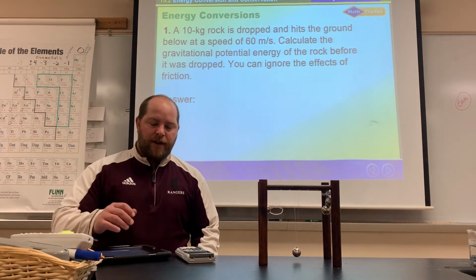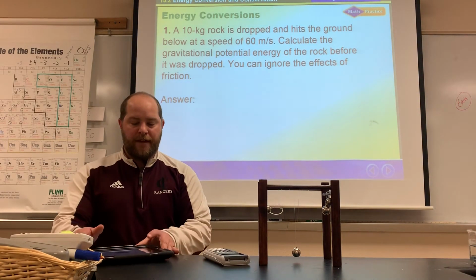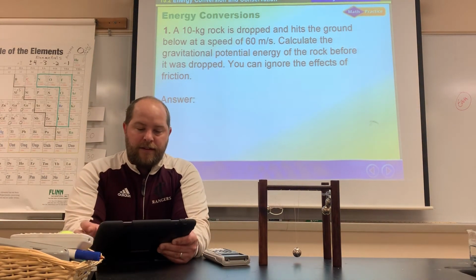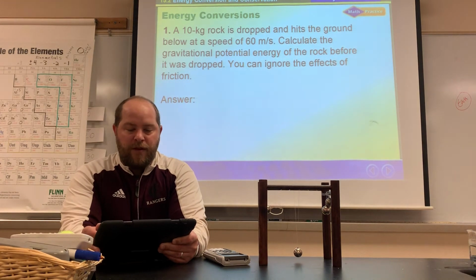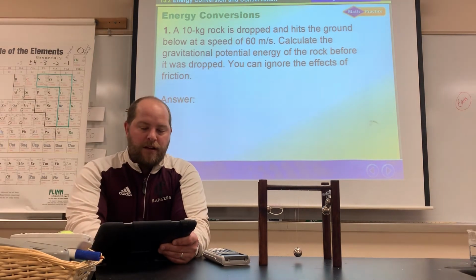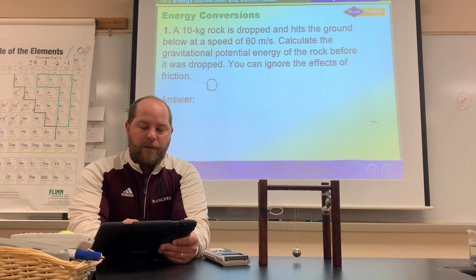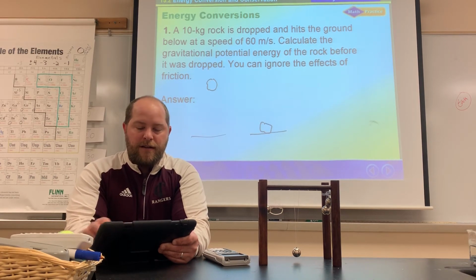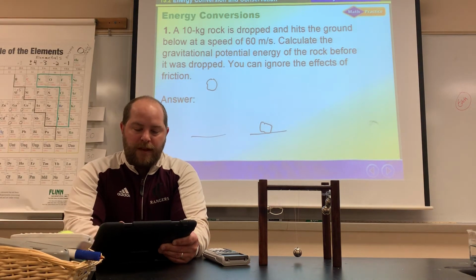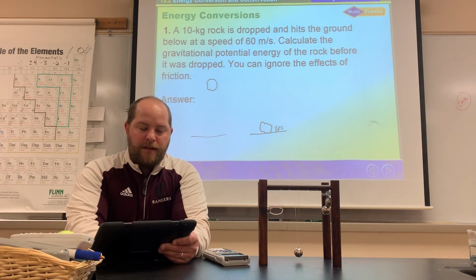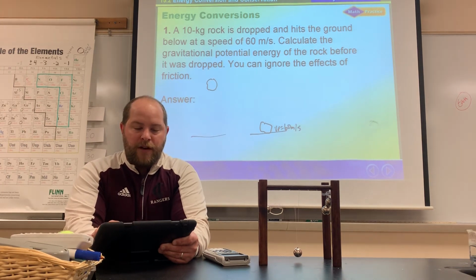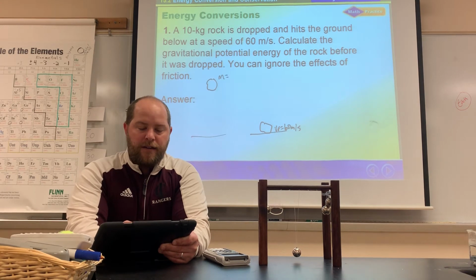So let's look at this one right here. We have a 10 kilogram rock is dropped and hits the ground below at a speed of 60 meters per second. Calculate the gravitational potential energy of the rock before it was dropped. Alright, so we got a rock. So I'm going to do my before and after drawing. There's the rock down here. We know the Vf is 60. We also know that the mass of the rock is 10.